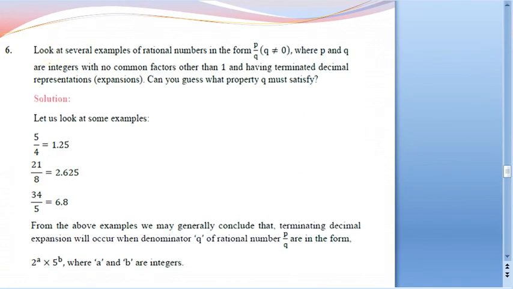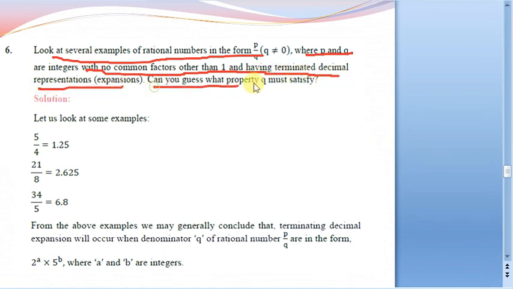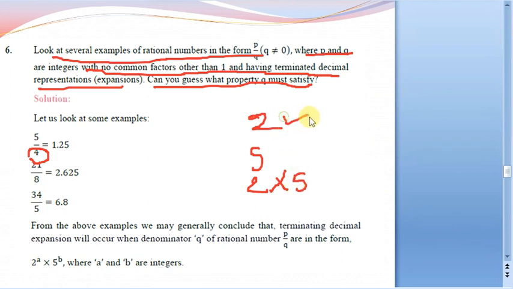So the 6th question says, look at the several examples of rational numbers of the form p by q where p and q are integers, with no common factor other than 1, having terminating decimal representations. Can you guess what property q must satisfy? So basically the question is asking about what should be there in the denominator such that this rational form will terminate. So already we have seen in the denominator there has to be 2 powers or 5 powers, or 2 and 5 powers together without any other factor. So this has to be alone, or this has to be alone, or these two have to be alone.